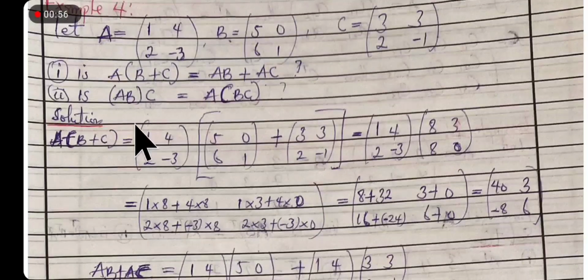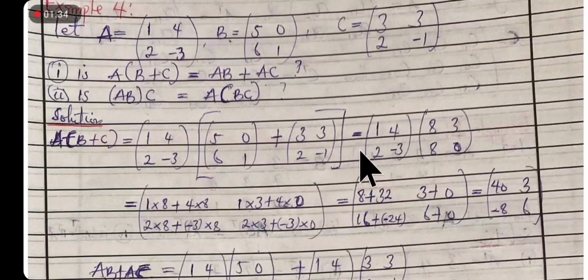Alright, then A(B + C) is the same thing as matrix A times the bracket of matrix B plus matrix C. So this is going to equal matrix A here to multiply. We add this together. 5 plus 3 gives us 8. 0 plus 3 gives us 3. 6 plus 2 gives us 8. 1 plus minus 1 gives us 0.